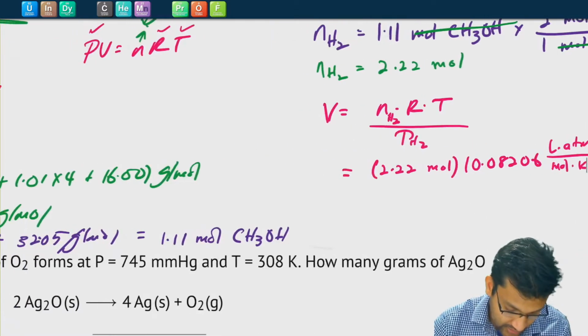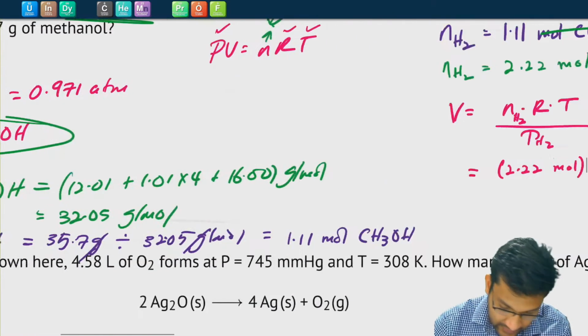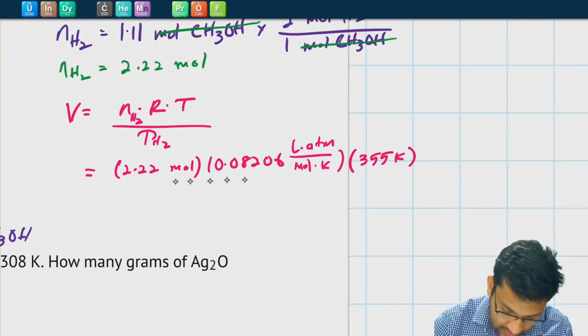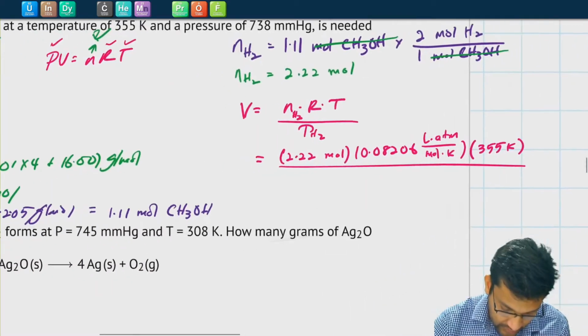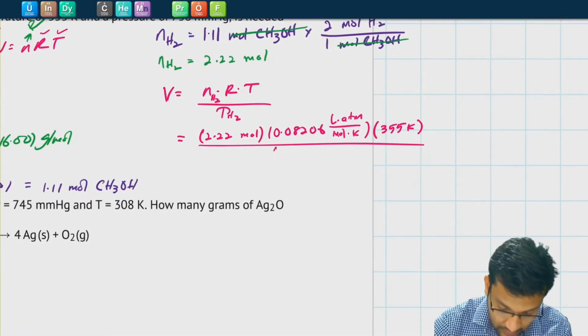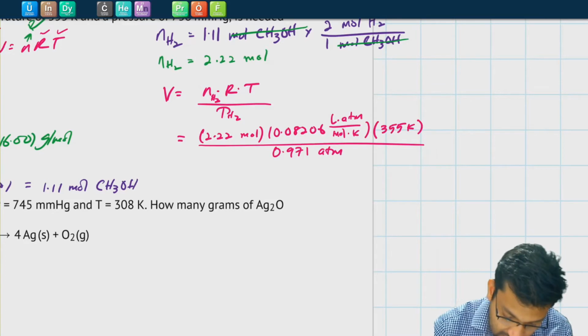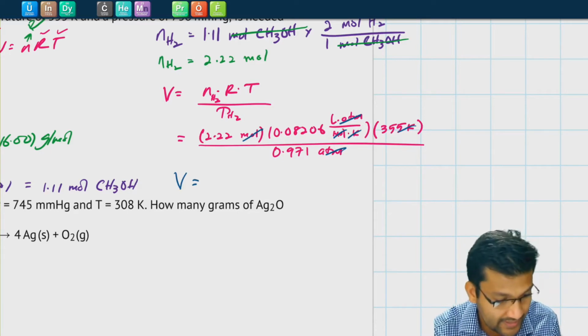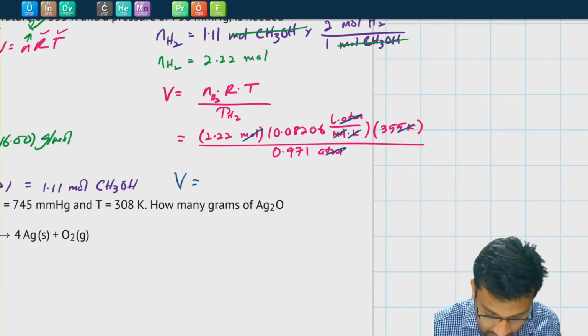The temperature they told us was 355 Kelvin. And all of that divided by the partial pressure, which we calculated to be in atmospheres 0.971. Okay, let's see what cancels out. Moles with moles, Kelvin with Kelvin, atmospheres with atmospheres. We're left with liters, which is exactly what we wanted. And I think I got 6.66 liters.